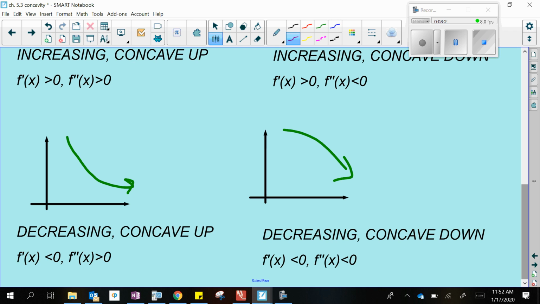Okay, so the homework in the book is just looking at graphs and determining what part of a graph is concave up and concave down. Okay?